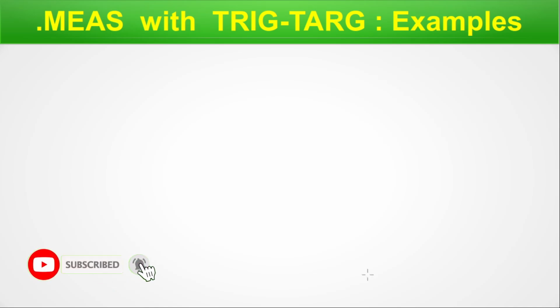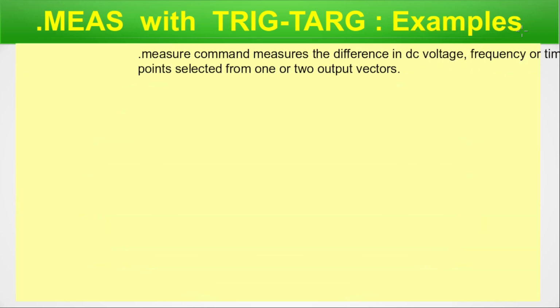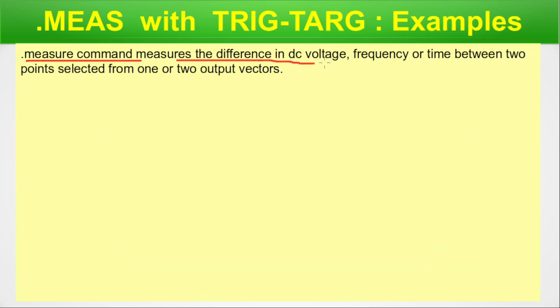So here, let us see some trigger and target examples. The .measure command measures the different DC voltage, frequency or time between two points selected from one or two output vectors. There will be an output vector or output waveform. There we will measure, as we have seen by the infographics in the last slide.